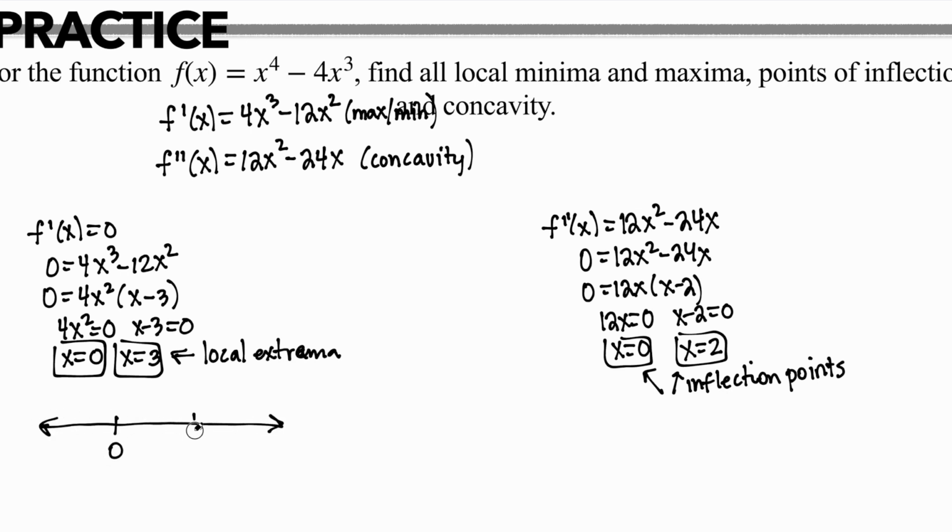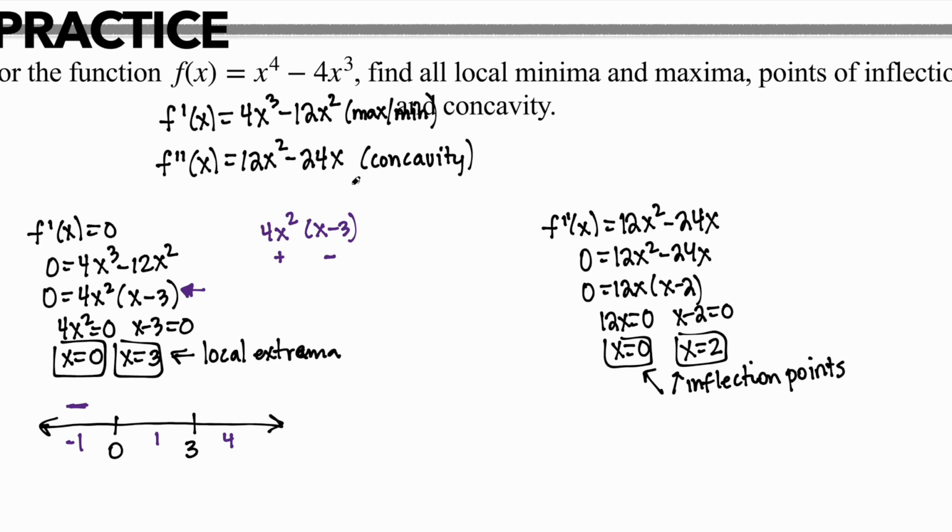So I have 0 and I have 3. So I'm going to choose numbers. I'm going to choose a -1, a 1, and a 4. So I'm going to plug -1 back into here. -1 squared turns positive. So let me just rewrite it up here. When I plug in -1, this actually still turns positive because it's squared. And then -1 minus 3 is a negative. A positive times a negative is a positive.